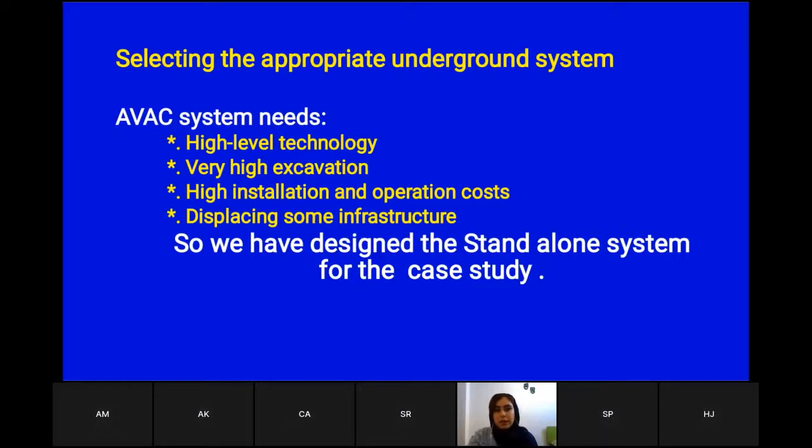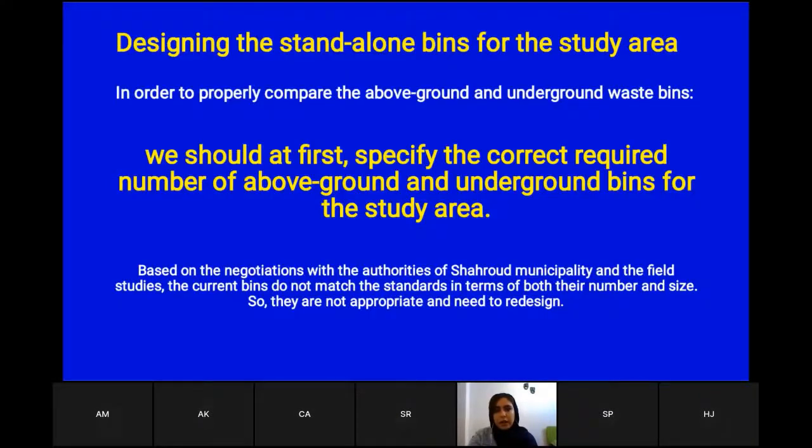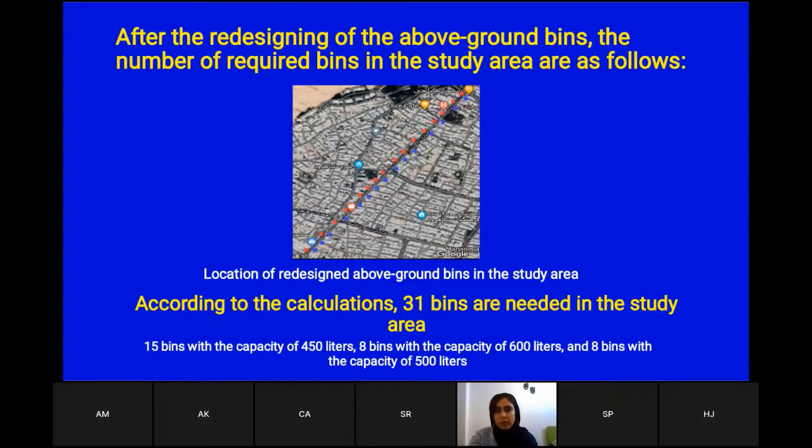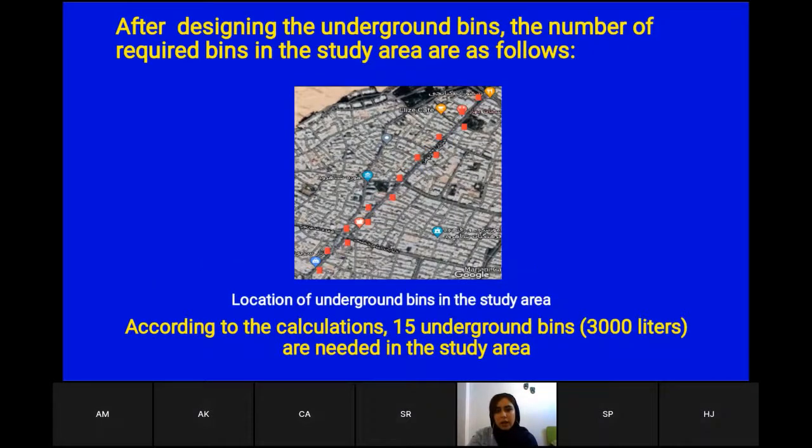The automated vacuum system has complicated requirements, so we designed a standalone system for the case study, Shahrud City. In order to properly compare the above ground and underground waste bins, we should specify the correct required number of above ground and underground bins for the study area, because they did not match in size and number. After the redesign, according to the calculation, 31 bins are needed in the study area with different capacities. And after designing the underground bins, according to calculation, 50 underground bins with a capacity of 3,000 liters are needed in the study area.